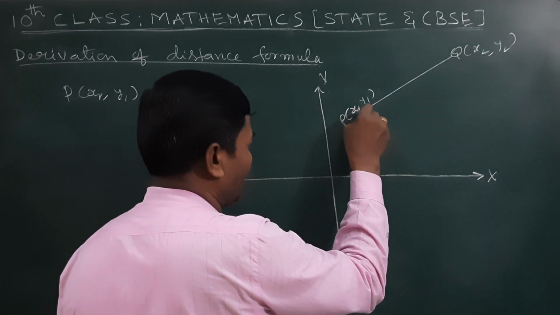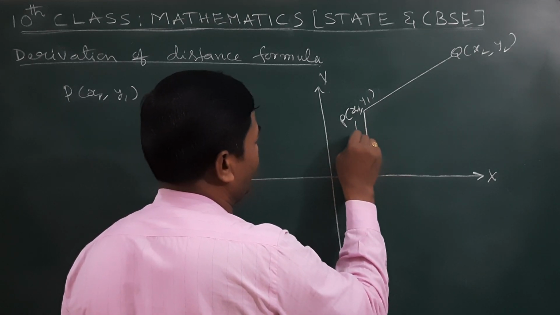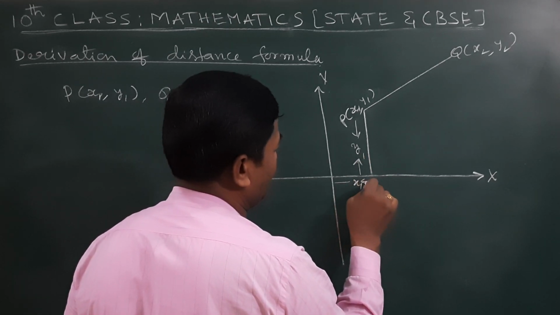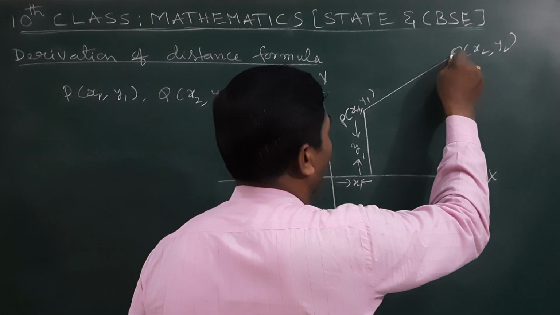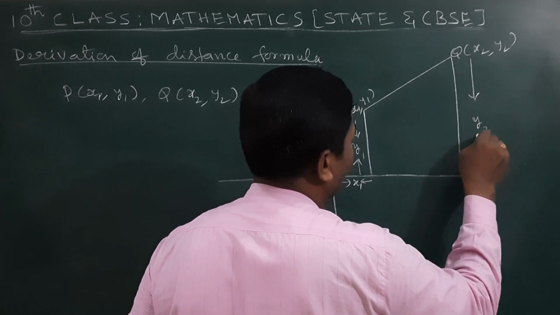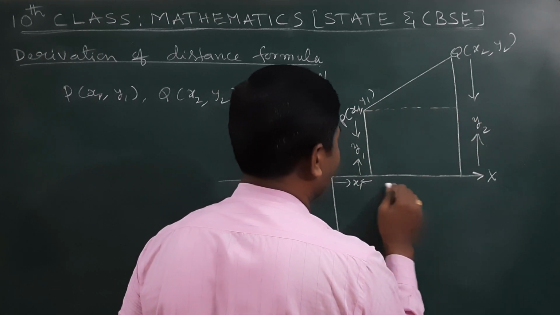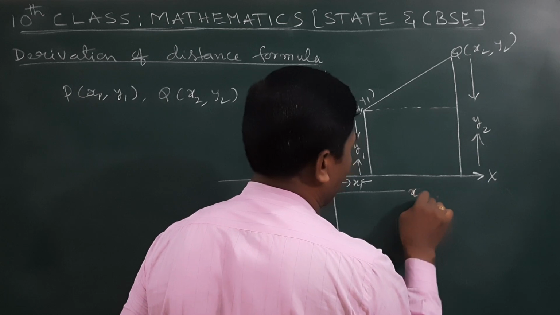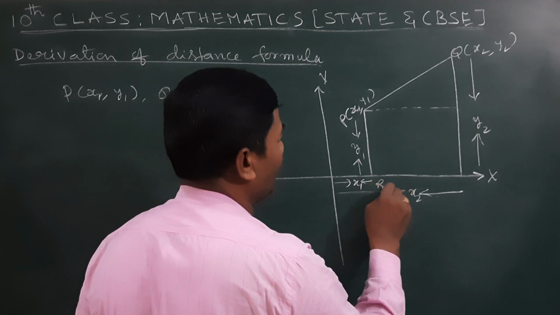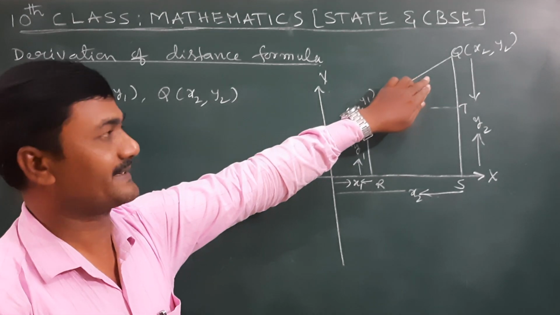Right? So this length is y1, and this length is x1. This total length is y2, and this total length is x2. Coming to the points, this is P Q R S T. This is the diagonal, and this is a rectangle. This is a right-angled triangle only, right?